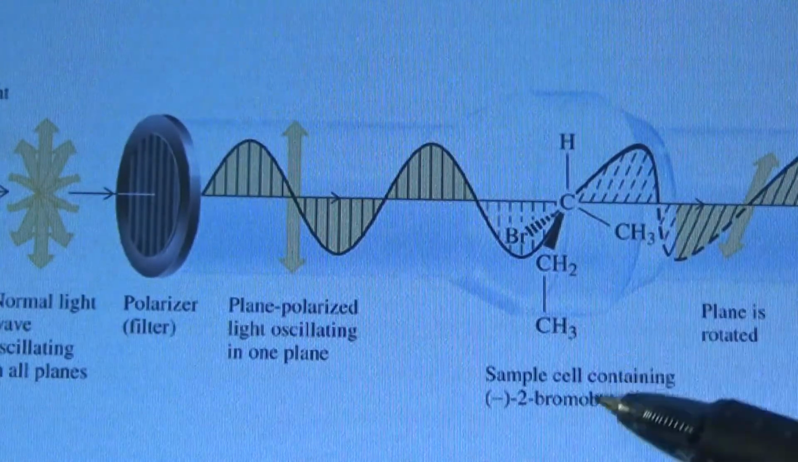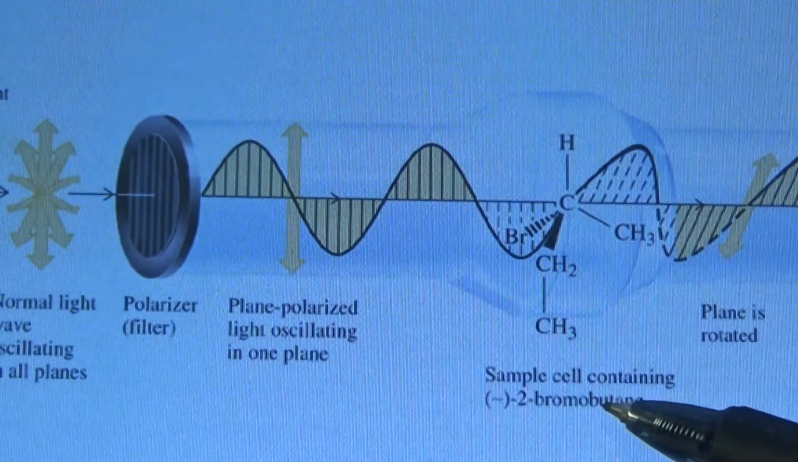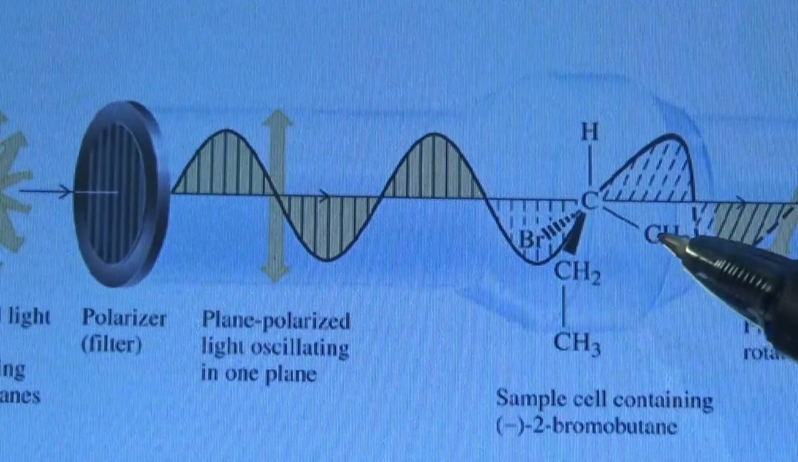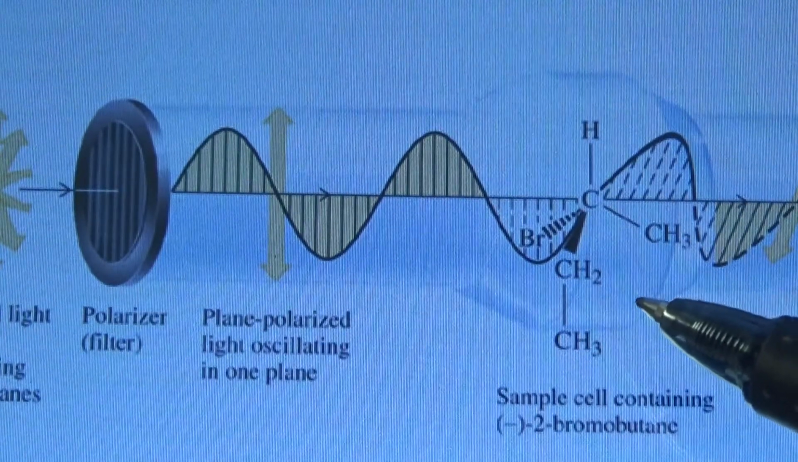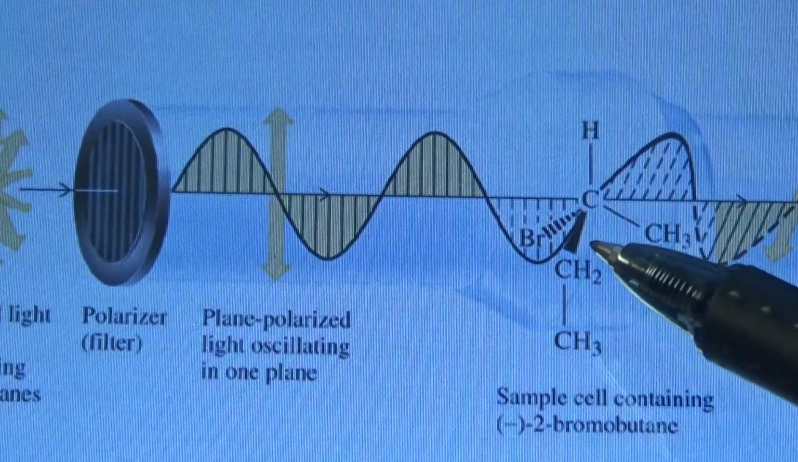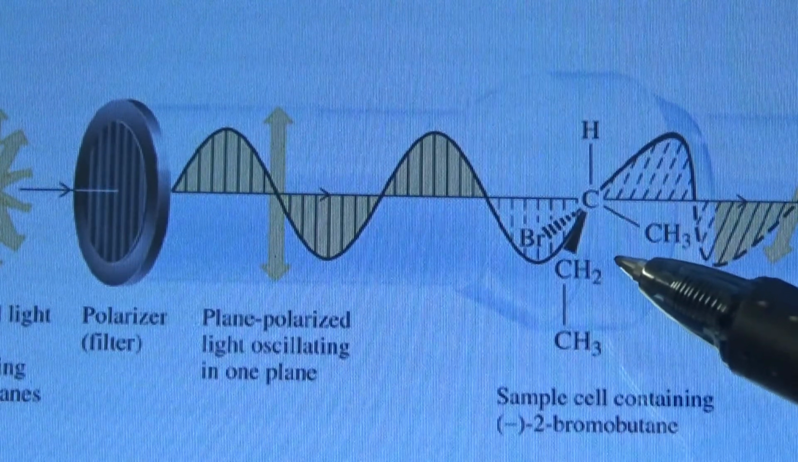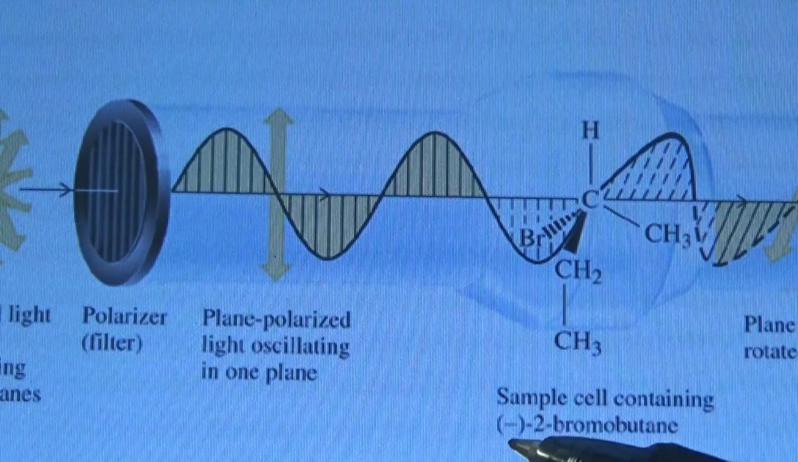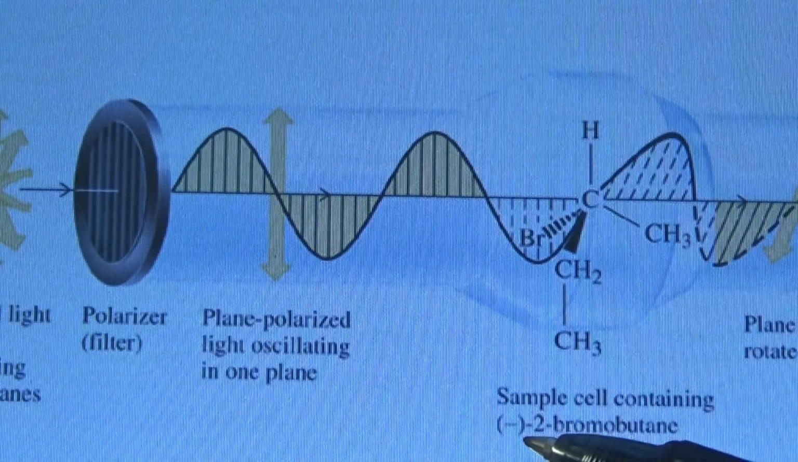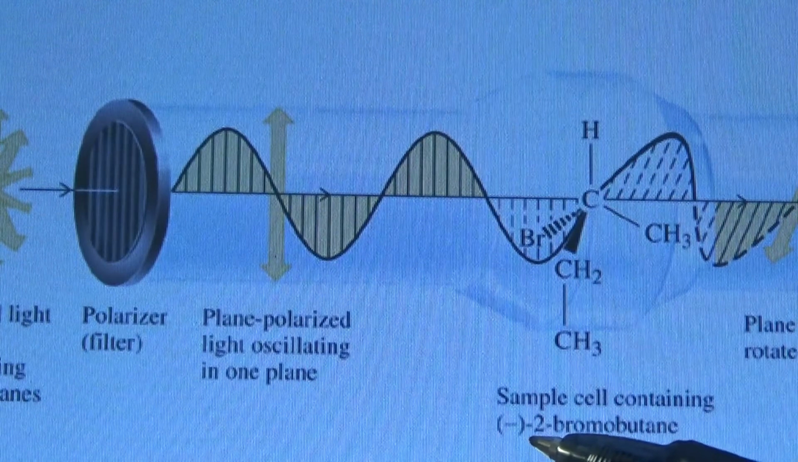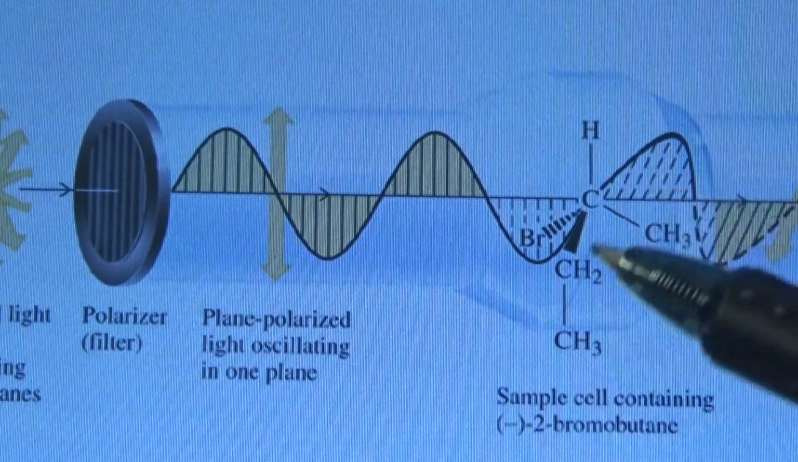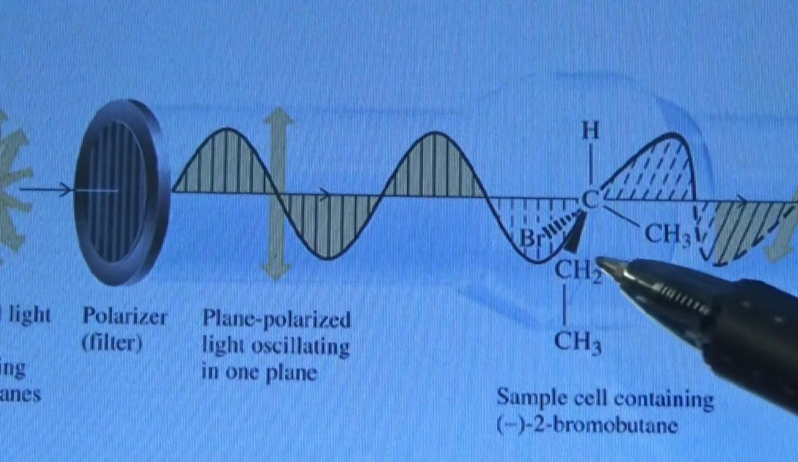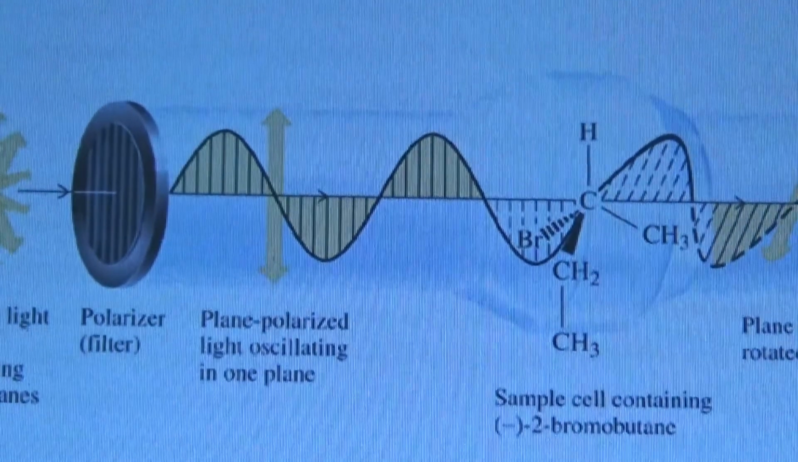All right, a single enantiomer of negative 2-bromobutane. And what that does, and this is to me a mystery, I don't totally understand the physics of this, but the molecule and the chirality of it rotates the plane polarized light. In this case, minus, which is negative, and to the left. Minus is left, right? Levorotatory. So the light is actually rotated as it goes through the 2-bromobutane, right?